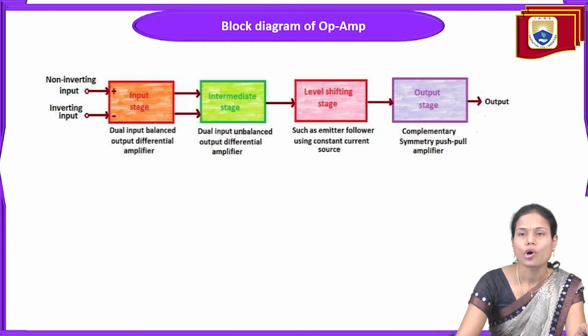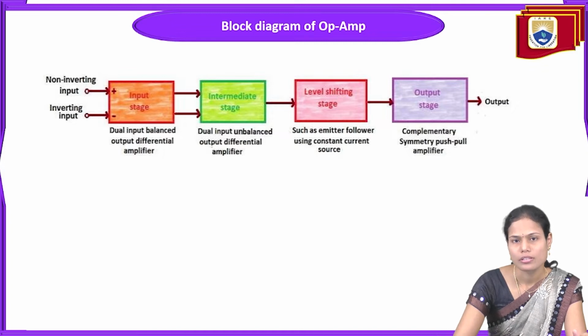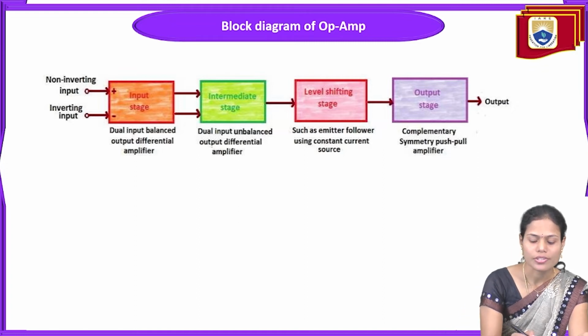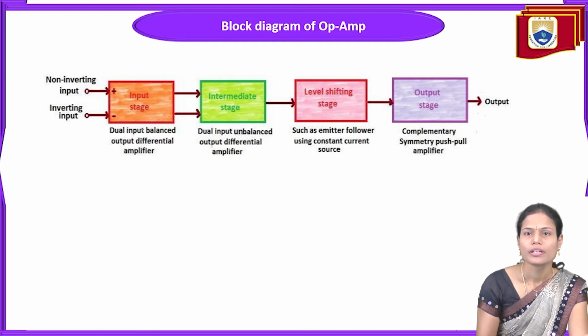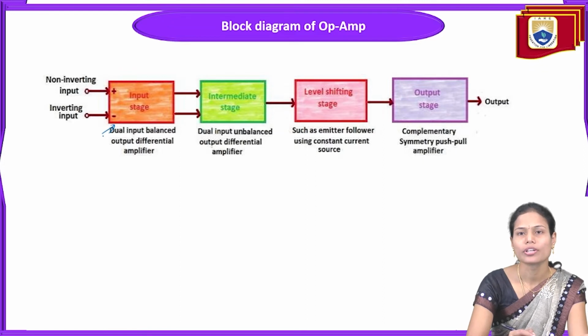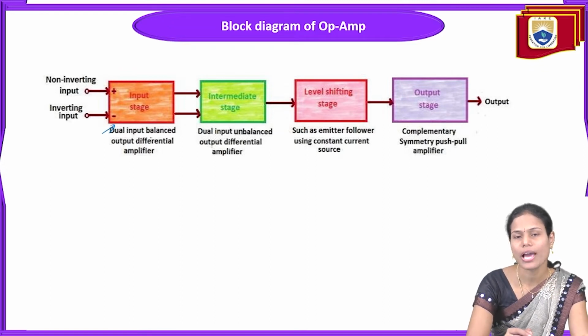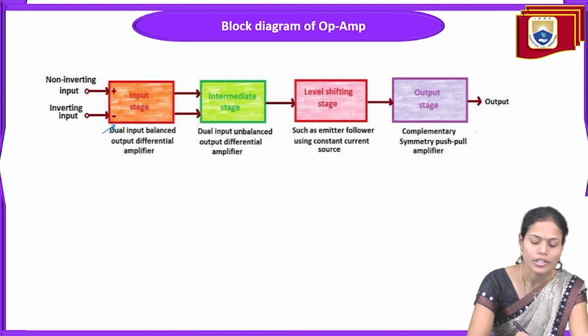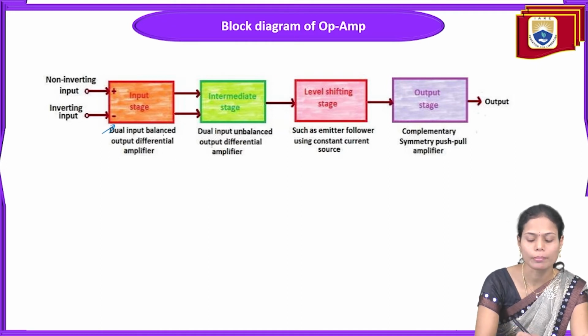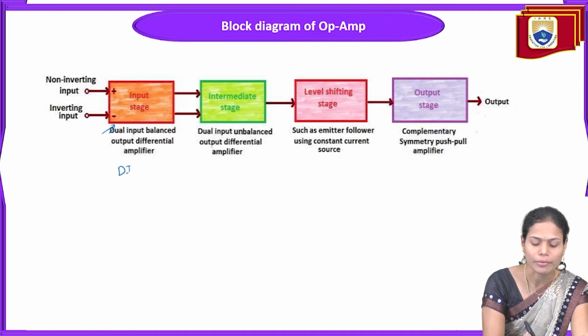So now we'll see the block diagram of this operational amplifier. The internal circuit, or block diagram, of the operational amplifier consists of 4 stages. The first one is the input stage. In the input stage of the operational amplifier, we utilize a differential amplifier. Which kind of differential amplifier are we using here? It is a dual input balanced output differential amplifier.